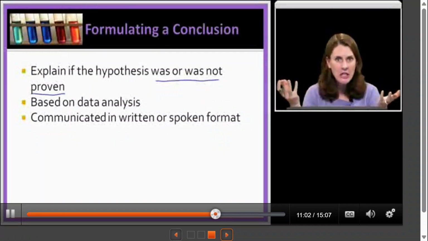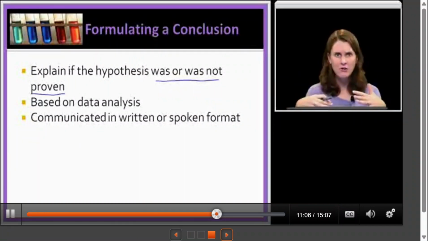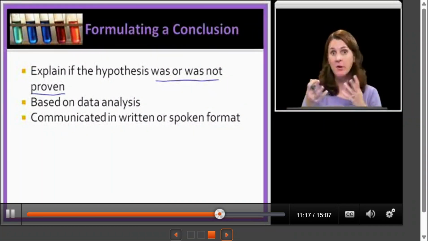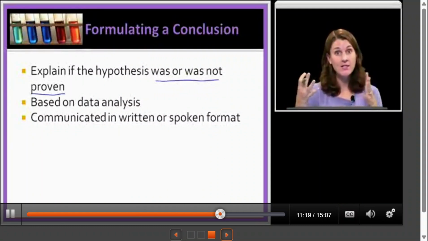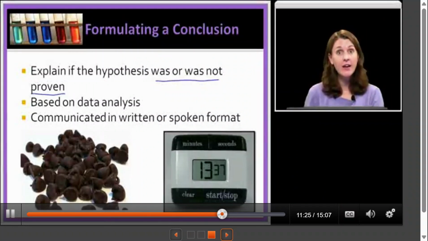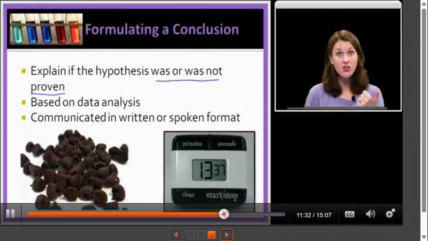With our chocolate chip cookie example, if you were working in a bakery, you could communicate your findings to your coworkers so that everybody's on board as to how to properly bake those cookies so that you're getting more people to buy them, for example. We could be talking small scale or large scale here, but it's always important to communicate your conclusion. Again, with our chocolate chip cookie example, you'd be communicating what the relationship was between the number of chocolate chips and the baking time. That's what you would be discussing in your conclusion.